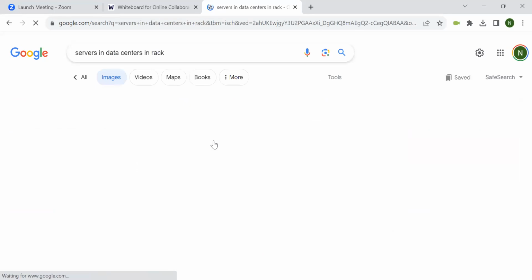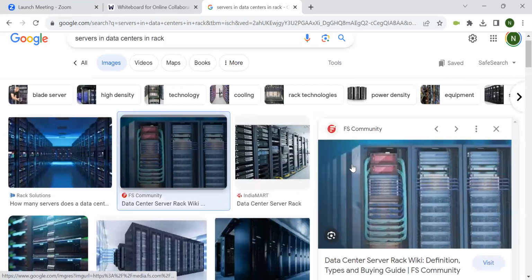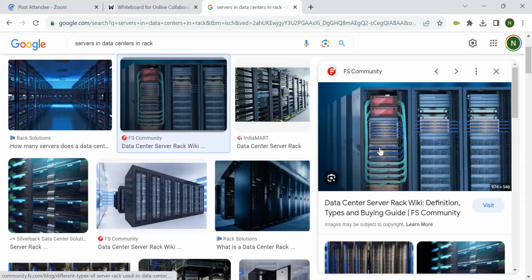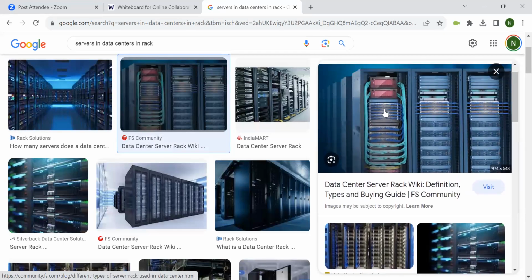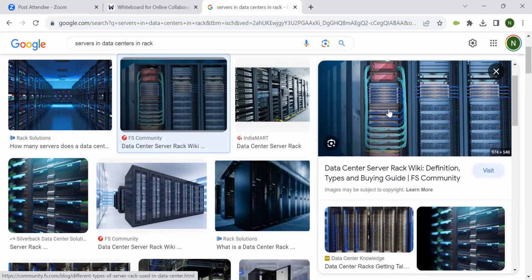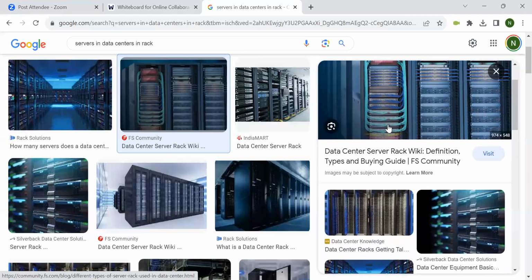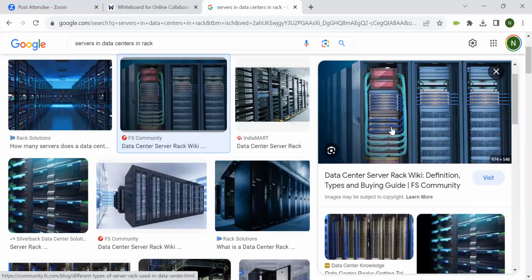In a rack here, for example, this is a rack. Inside this rack, there are different components involved. Of course, all are servers, but these servers would be different. A few servers are storage servers, a few are compute servers, a few are network servers. But ultimately, these are all compute resources.